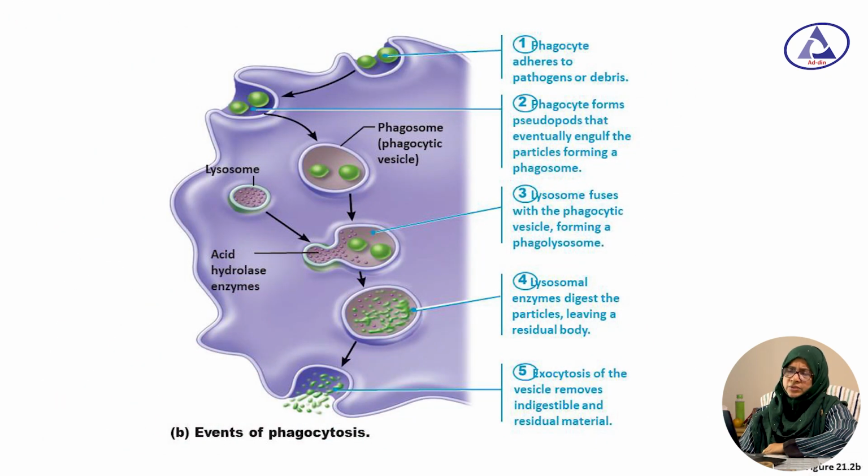This is the figure of how phagocytosis engulfs a particle, and the particle is digested within the cell. You can see the first event, that the phagocyte adheres to the pathogen, and then the phagocyte forms a pseudopodia that eventually engulfs the particle, forming a phagosome, and then the lysosome fuses with the phagocytic vesicle. Then lysosomal enzymes digest the particles, leaving a residual body. Then exocytosis of the vesicle removes indigestible particles out of the cell.